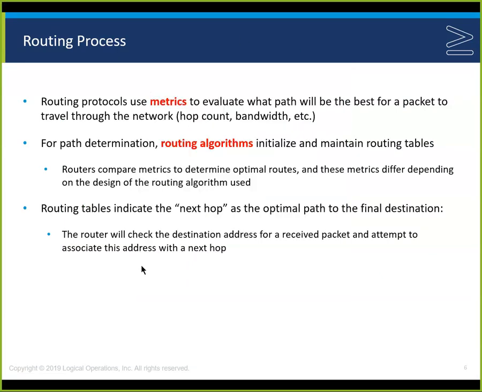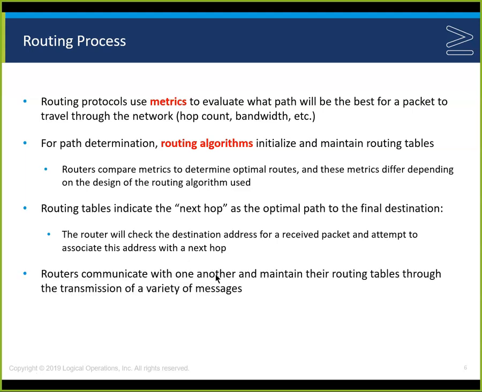It checks the destination address for the received packet and attempts to associate the address with the next hop based on the route table, based on the forwarding information base. Routers communicate with one another to maintain their routing tables through the transmission of a variety of messages. The routing protocols are the things that we're going to use to do those transmissions.